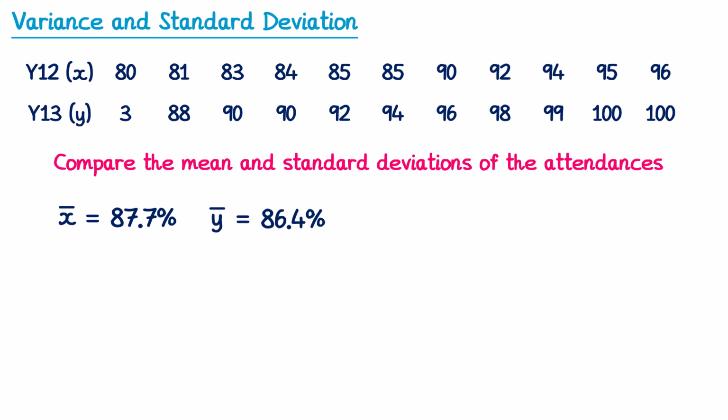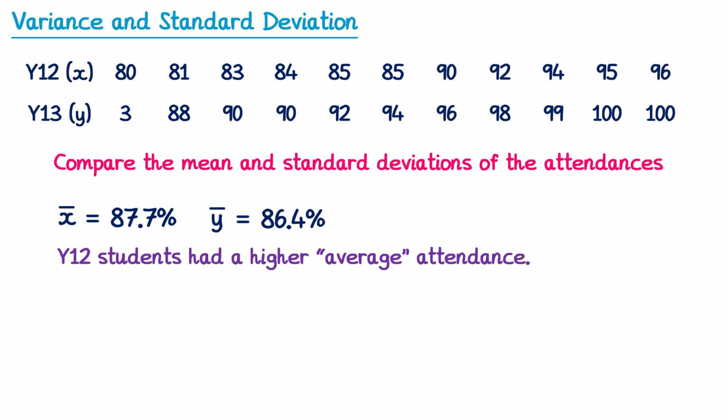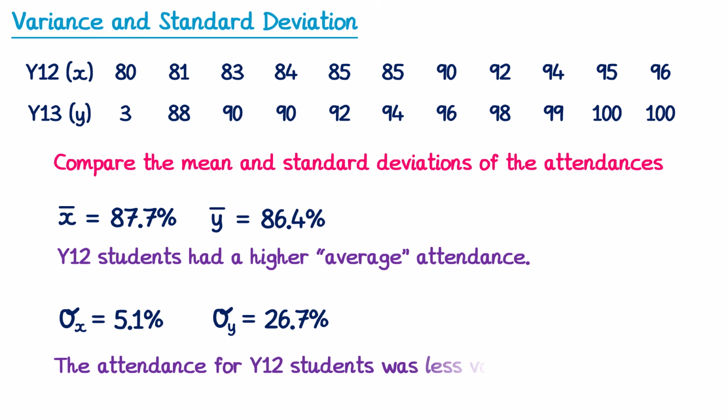So x bar is higher than y bar, which means we could say that Year 12 students had a higher average attendance. Now if we do the standard deviations, sigma x, which is the standard deviation for Year 12, is 5.1, and sigma y, the standard deviation for Year 13, is 26.7. Remember, the standard deviation is a measure of spread, so a lower value means the data is less varied or less spread out. So since the Year 12 have a lower standard deviation, we could conclude that the attendance for Year 12 students was less varied.